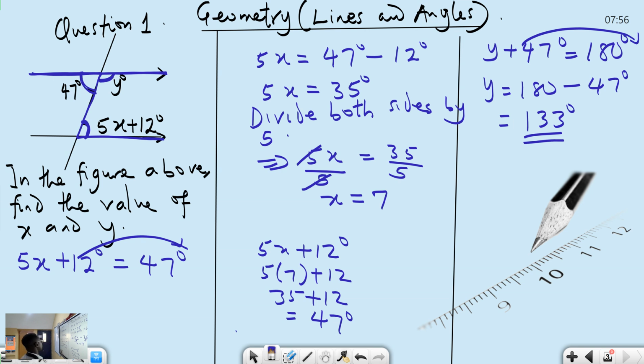So as such, our x equals 47 degrees. No, sorry, our x is 7, and our y is 133 degrees. x there is not an angle, it's just a number used to get this angle. So our x is 7, y is 133 degrees, and I hope this is clear.